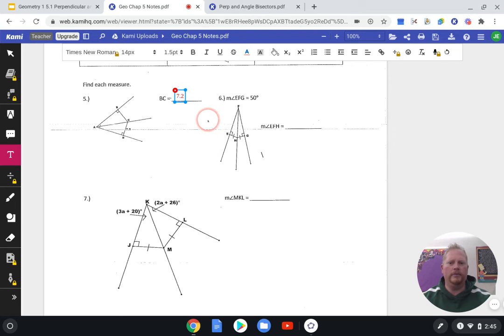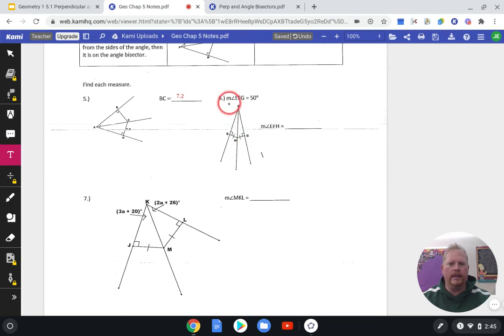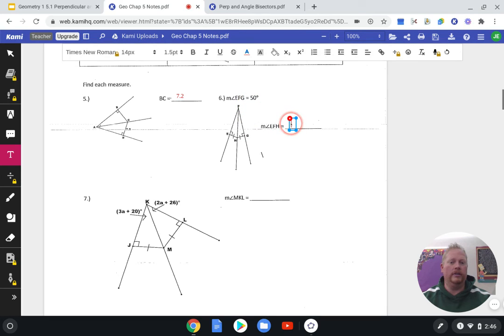If you take a look at question number 6, it says the measure of angle EFG, which is this whole big angle, is 50 degrees. And then there's evidence here that point H is the same distance from the two sides. So what they're trying to get you to see here is that point H is on the angle bisector. So if that's the case, then the measure of EFH is half as much as the original angle. So I can say the measure of angle EFH is 25 degrees.